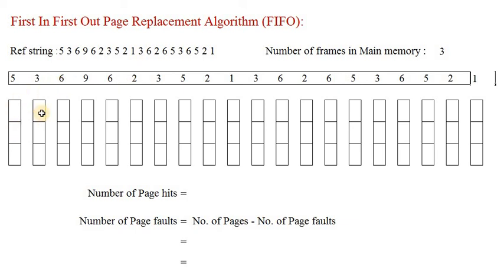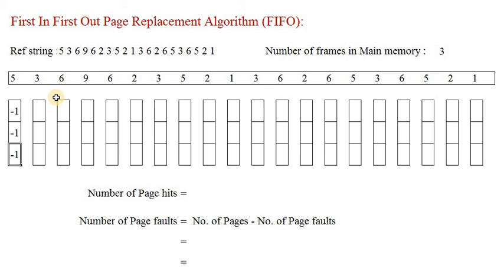Now what is the number of frames in the main memory? 3. So I am representing 3 empty boxes for those frames in the main memory, and at each iteration we are going to fill this data into the main memory in the form of frames. Initially the main memory is always empty, so an empty frame can be denoted with a -1. Here also the empty frame is denoted with -1, and here also. That means whatever number of frames are there in the main memory, all of them are initially empty.